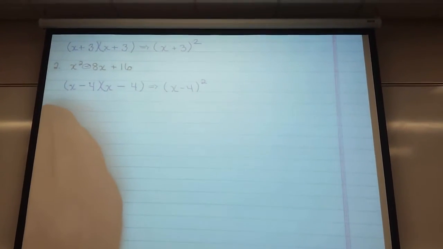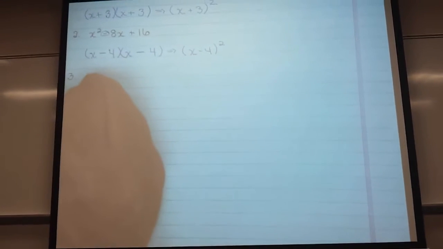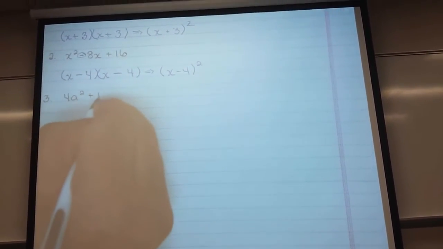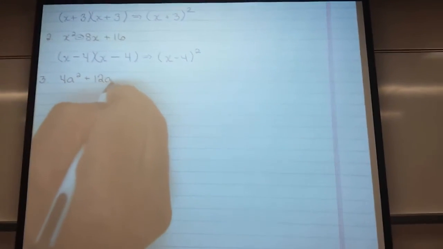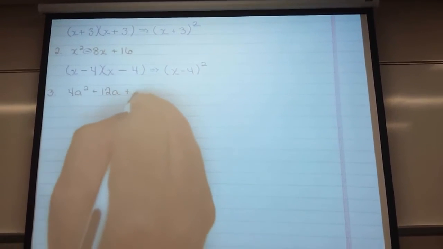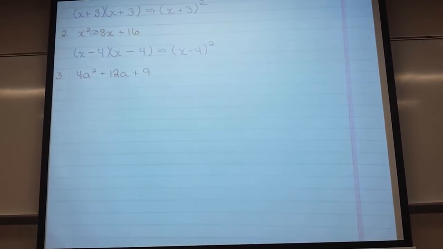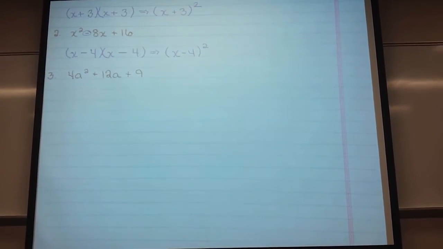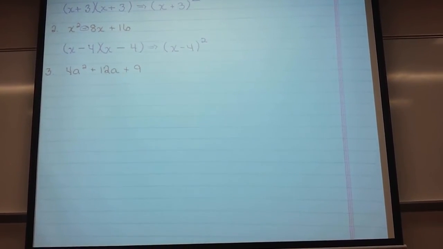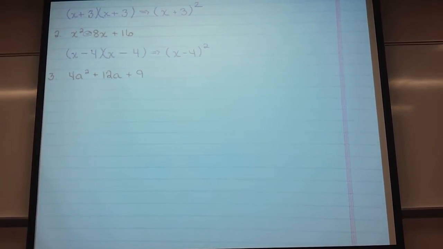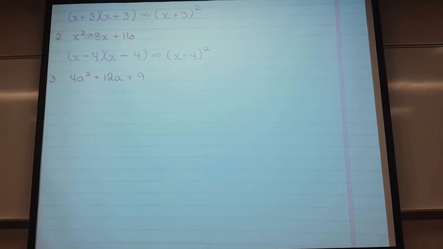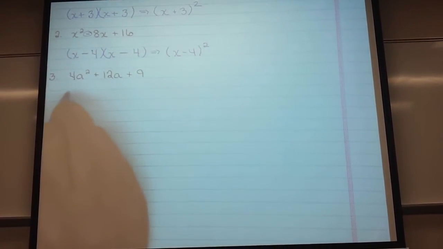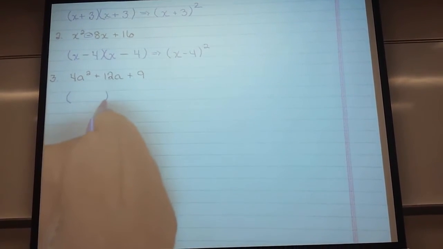Let me give you another one. 4a squared, again, just practicing what we did yesterday, plus 12a plus 9. 4a squared plus 12a plus 9. Do we have a GCF? No, not in all three terms. So I can go ahead and make my two sets of parentheses.